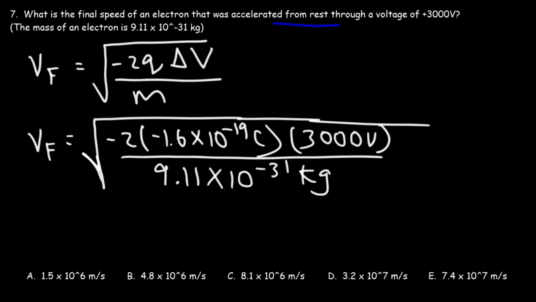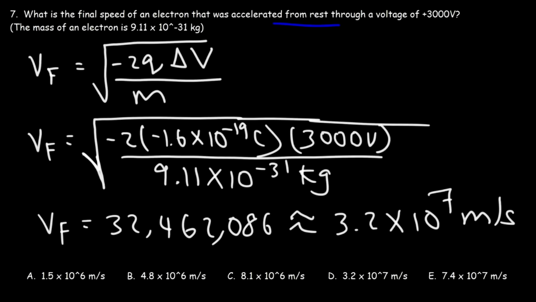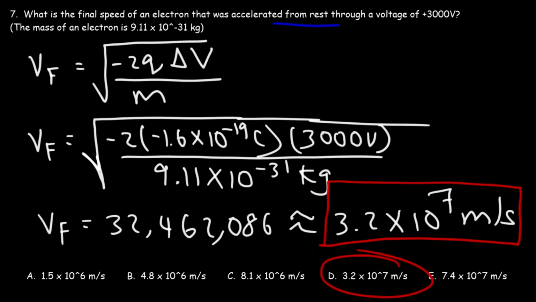So you should get 32,462,086, which we can round and say it's about 3.2 times 10 to the 7 meters per second. So that is the approximate speed of the electron after it accelerates from rest through this potential difference. So D is the correct answer.